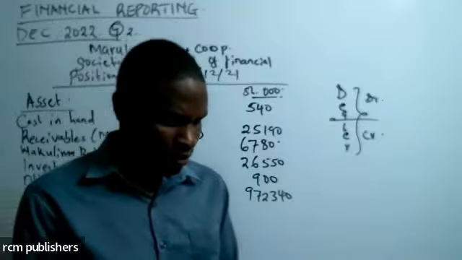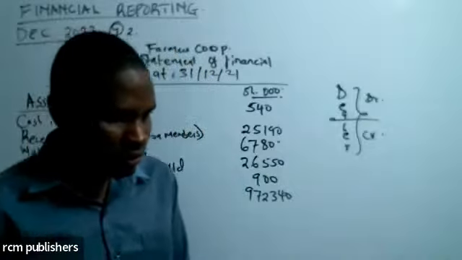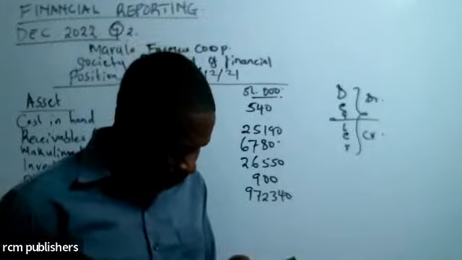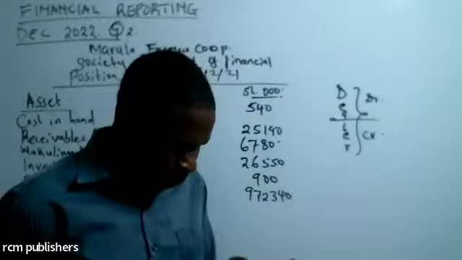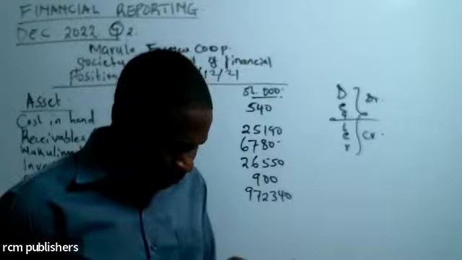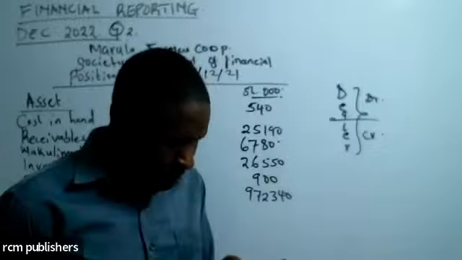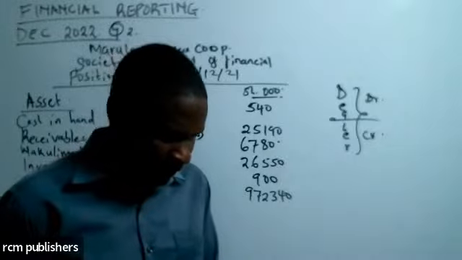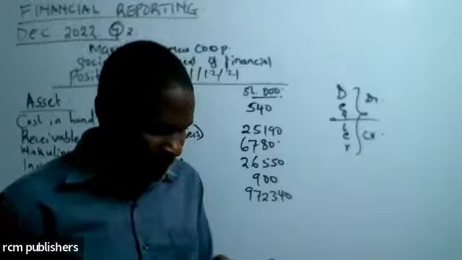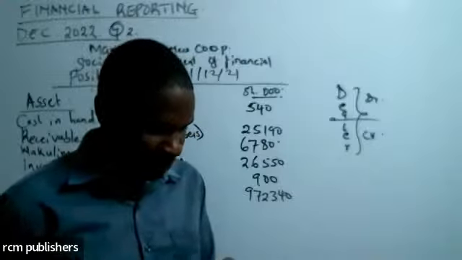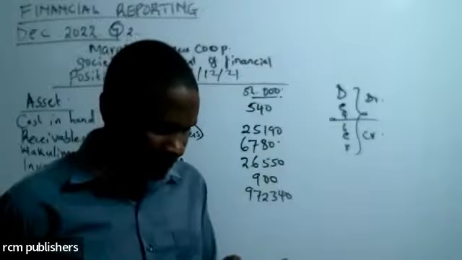Nataka kuona kama kuna mtu anaona hiyo. Kuna kingine kimejificha. There was some due to borrow. Sijui kama umeiona hiyo. Any other? Bado hajaona. Any other item under our assets?